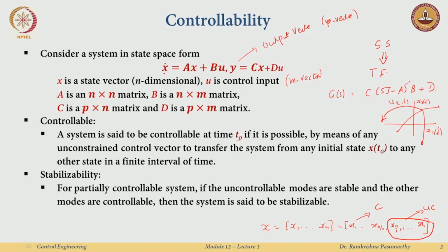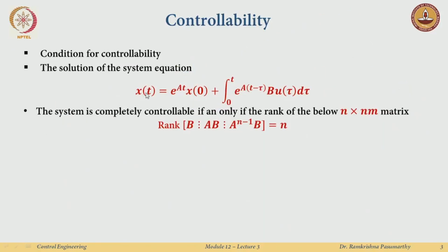So, what am I given? I am given this equation x dot is Ax plus Bu, and I ask, can I start from an initial condition, let me denote it as x naught, and go to some state x at t1, some finite time t, with some unconstrained control? So, can I do something with this differential equation? The solution to this differential equation would look like this.